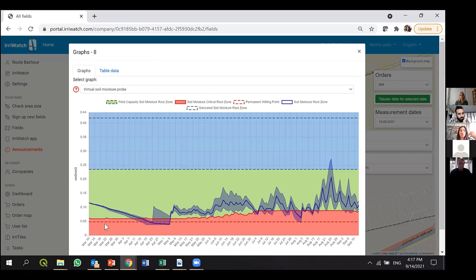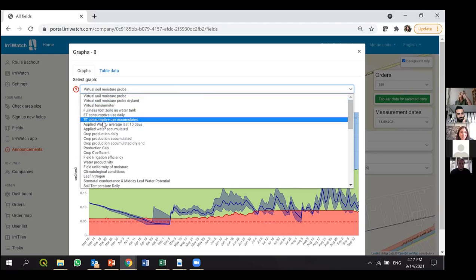So this is your permanent wilting point, your field capacity, and then the blue is your soil moisture, and you see how it's changing. So somehow this farmer is doing good things. Okay, well, that's fine. But then we can track, so it's a timeline. You can see not only the visual of the last day, but you can see the cumulative things.